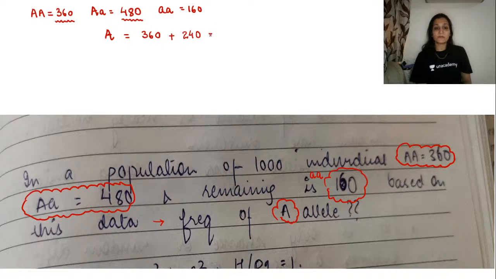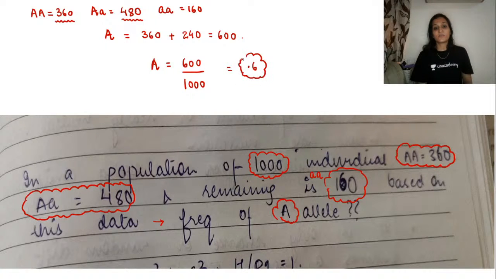So like this, the A becomes 600 and the total population is 1000 individuals. Can you see the total population of 1000 individuals? The frequency of allele is very easy to calculate. 600 divided by 1000 is 0.6. This is the frequency of our capital A allele. This is how one calculates the frequency of the allele.